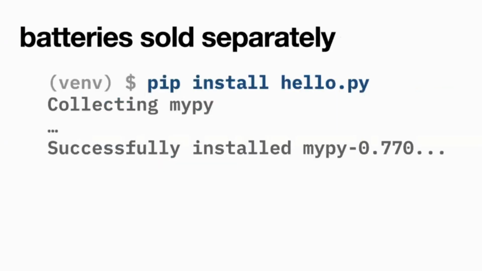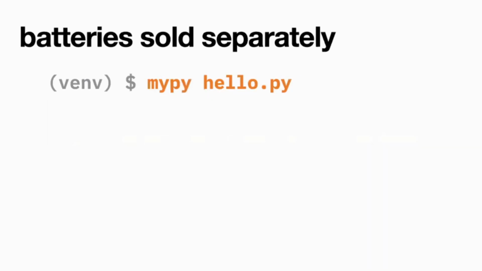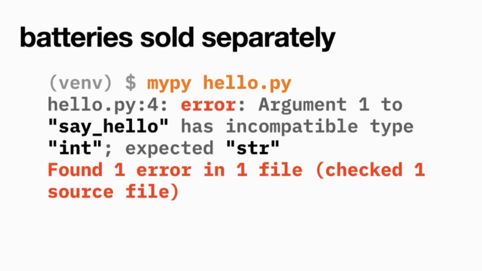You have to pip install the thing. Sorry, I put the wrong thing here. It says pip install hello.py. It would be pip install MyPy. And then when you want to check the types in your program, you run MyPy and then the name of your script, and it checks that script and everything it imports. And in this case, it spots that I passed an argument of an incompatible type to this function say hello, and it tells me so.